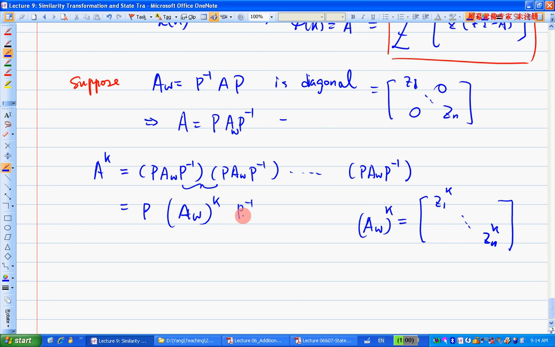And P, how do I get the P again? I basically obtain the P based on the eigenvectors of this A here, right? And P basically will be a constant matrix. Then multiply by this one, and you can get what you want. All right?